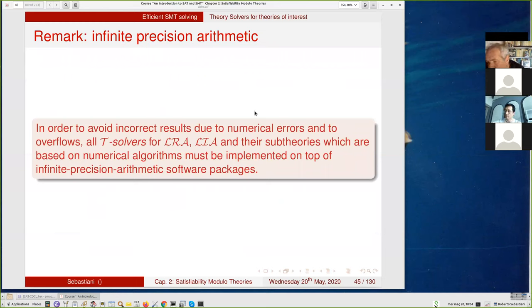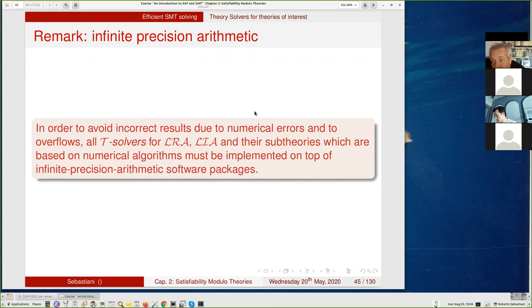You know that every time we do roundings, we introduce a small error. So can we afford making errors like that when we reason in logic? The answer is definitely no. We cannot afford them. And this is something important.